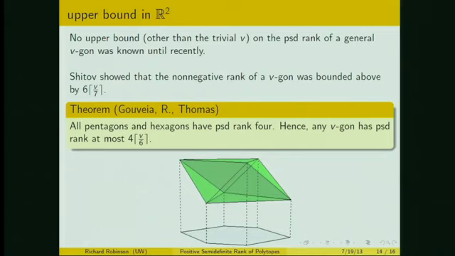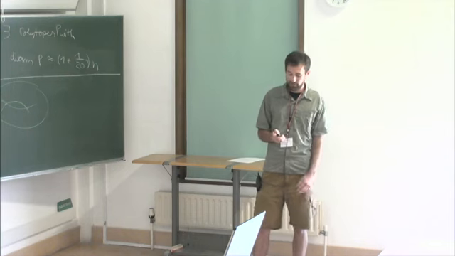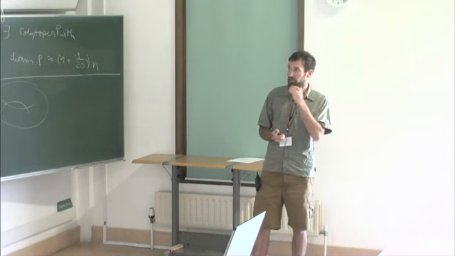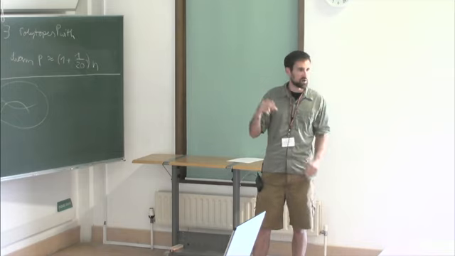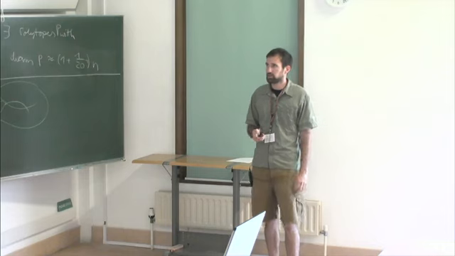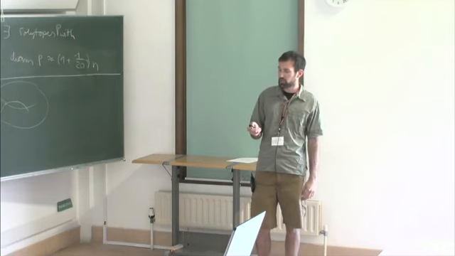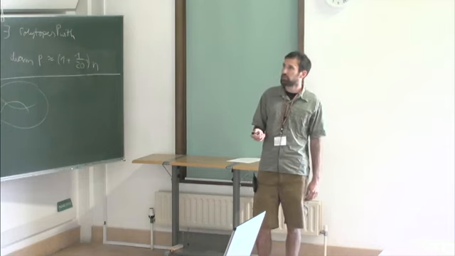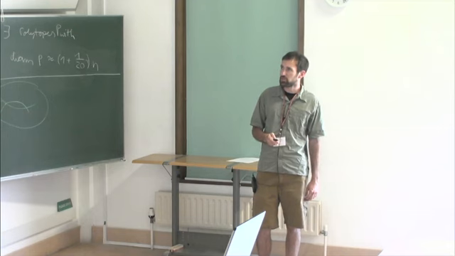We were able to improve this slightly. We can show that all pentagons and hexagons have PSD rank 4, and that's by showing that every hexagon can be obtained by projecting a biplanar octahedron. Then for larger v-gons, we just split them up into the convex hull of many hexagons and pentagons. And that lets us show that the PSD rank is bounded above by 4v over 6.